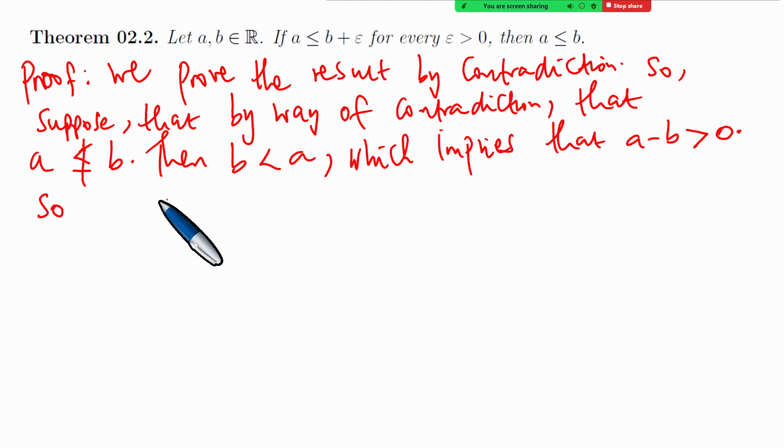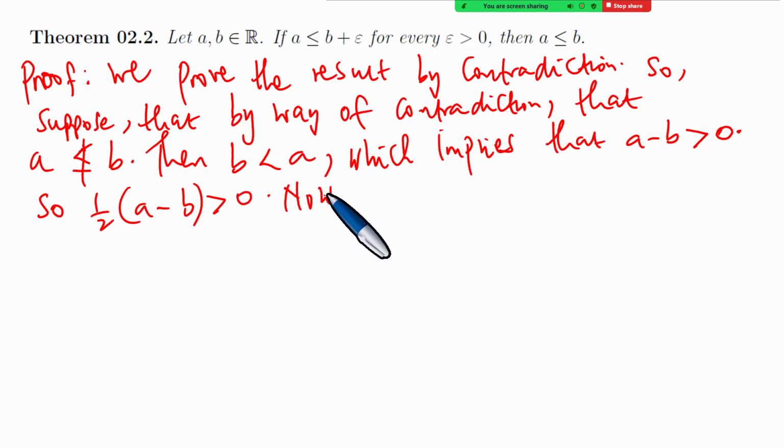These are very elementary proofs that we need just to build our confidence with. So that we have a minus b is greater than 0. We'll multiply both sides by 1/2. Now put epsilon.